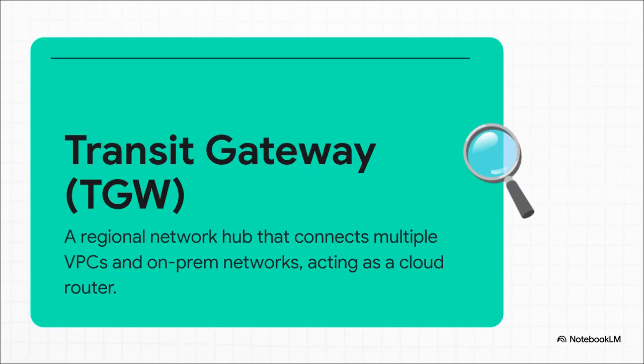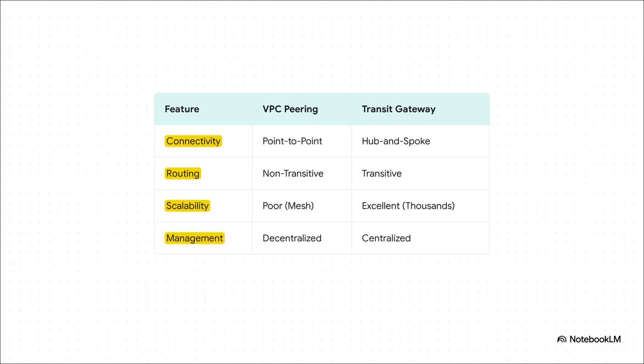And this is exactly why AWS came up with the Transit Gateway, or TGW. It's the solution to that mesh nightmare. Instead of all those messy point-to-point connections, the TGW acts like a central hub, a cloud router, basically. All your VPCs just connect to this one central hub, and the TGW takes care of all the routing between them. So much cleaner.